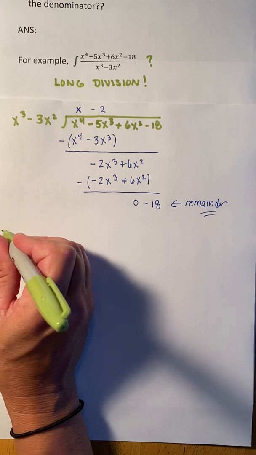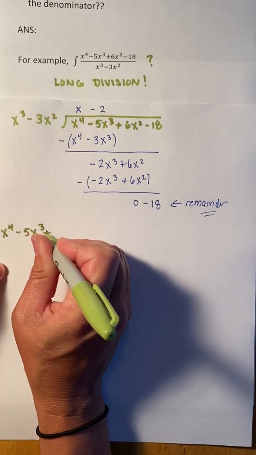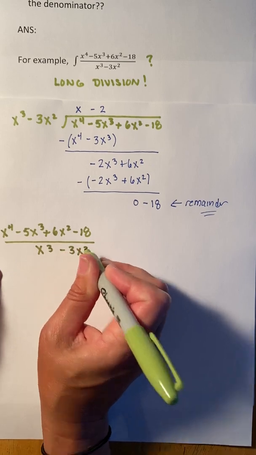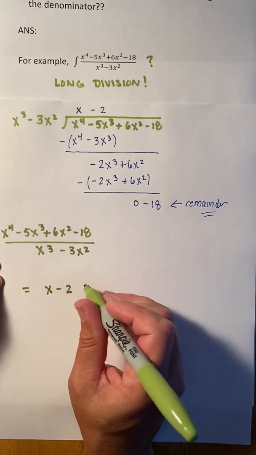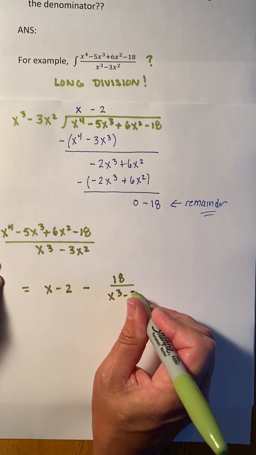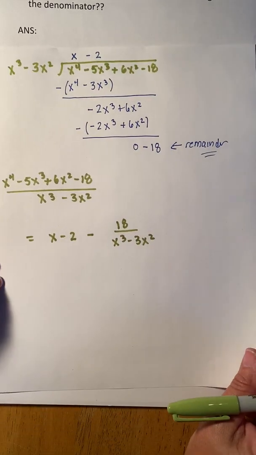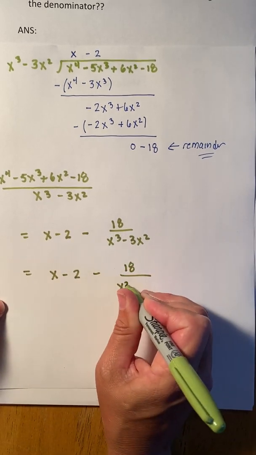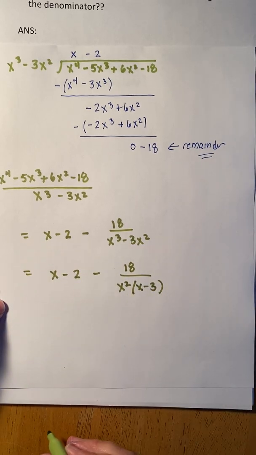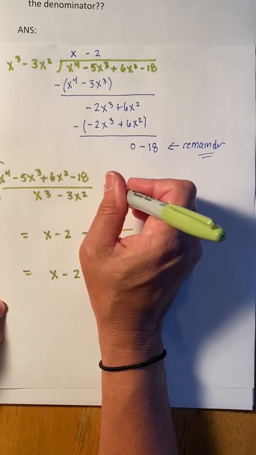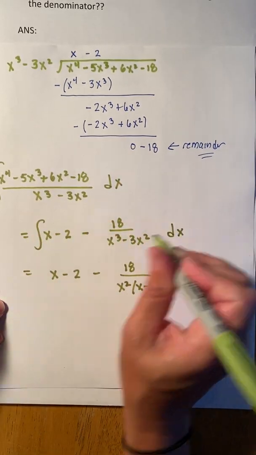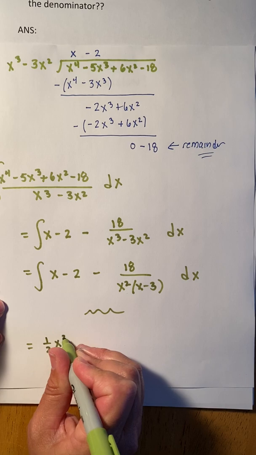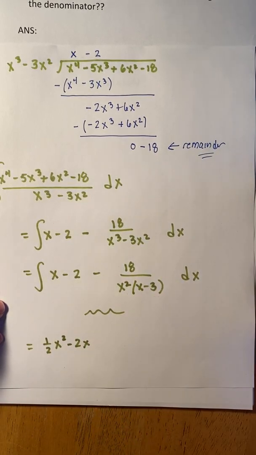So then therefore, we would write x to the fourth minus 5x cubed plus 6x squared minus 18, all over x cubed minus 3x squared, as x minus 2 minus 18 over x cubed minus 3x squared. Well, let's factor, pull out x squared, and we get x minus 3. So then we are going to integrate this. I'm going to let you do the work in between, and we get 1/2 x squared minus 2x, and then you break this up, use partial fractions here.